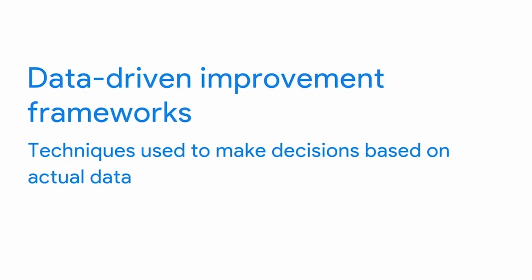Working in a controlled environment isn't the only way to ensure continuous improvements. There are various data-driven improvement frameworks like DMAIC and PDCA. We're going to keep on that same path of uncovering methods for continuous improvements. We'll start with data-driven improvement frameworks. Data-driven improvement frameworks are techniques used to make decisions based on actual data. The first data-driven improvement framework we'll cover may be familiar to you since we discussed it in a previous course.